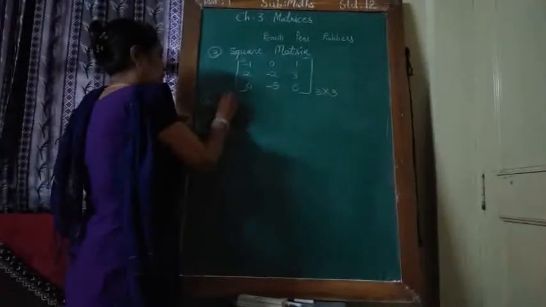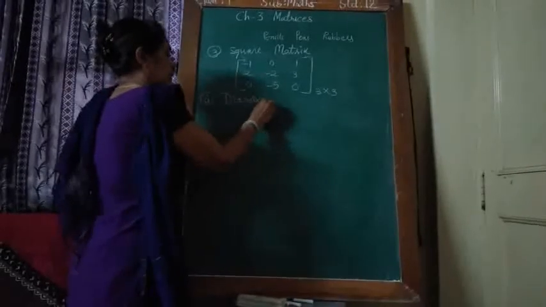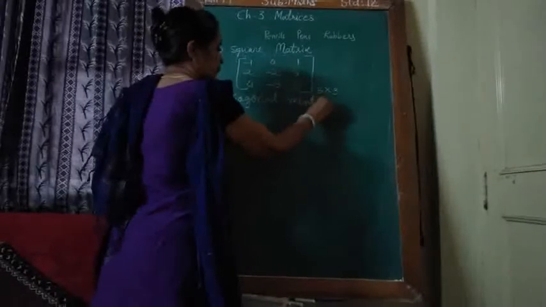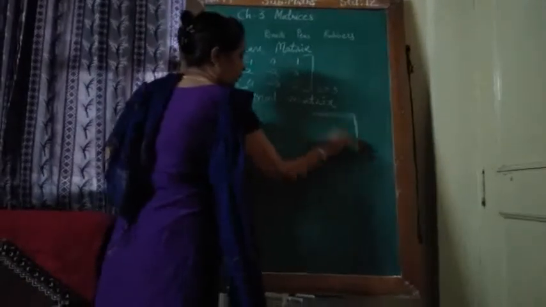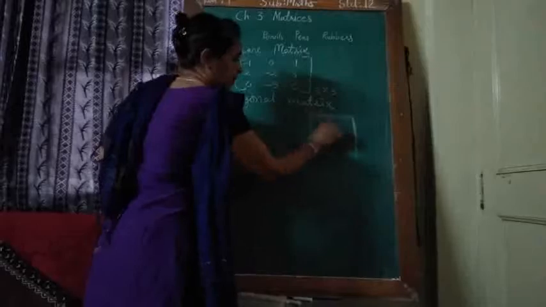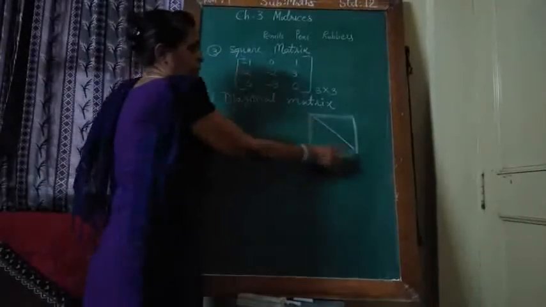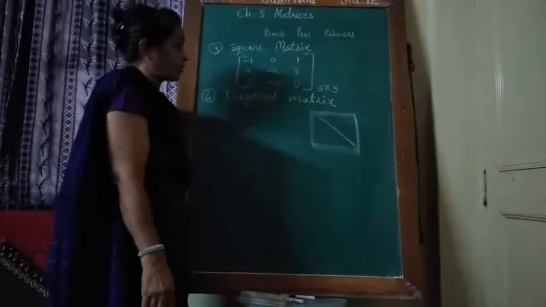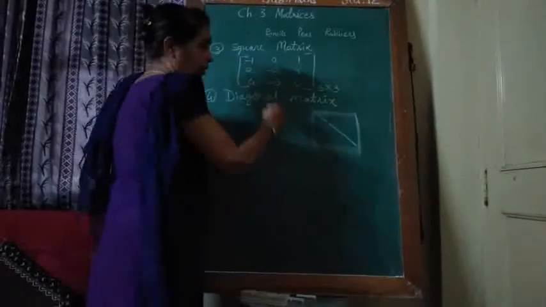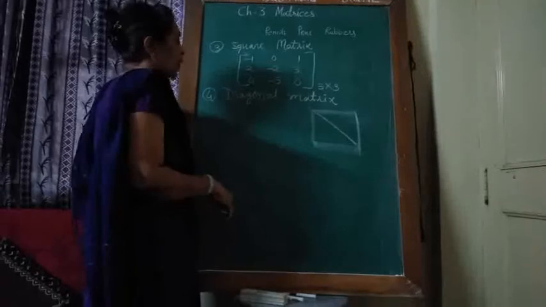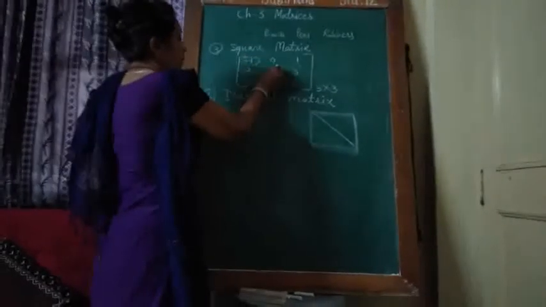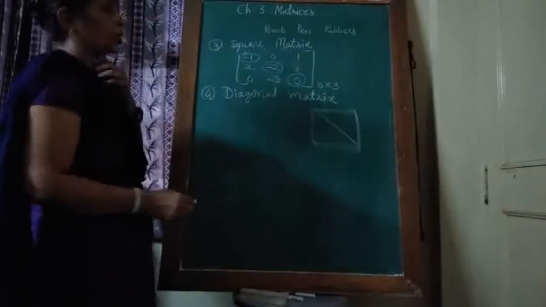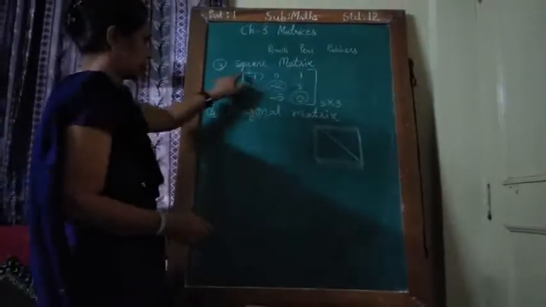The word is what? Diagonal. This word you know. Diagonal matrix. Now in geometry, if there is a square, then the line segment joining opposite vertices is known as the diagonal of a square. In a rectangle also, diagonal of a rectangle. So here, what are the diagonal elements? Principal diagonal: minus 1, minus 2, 0. It is called the principal diagonal.